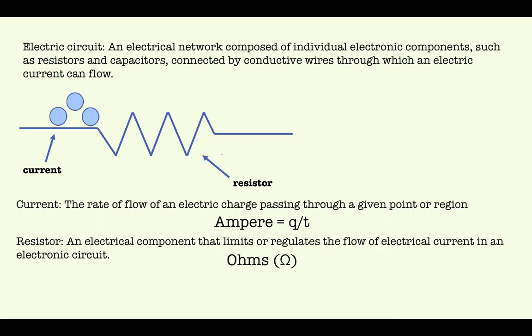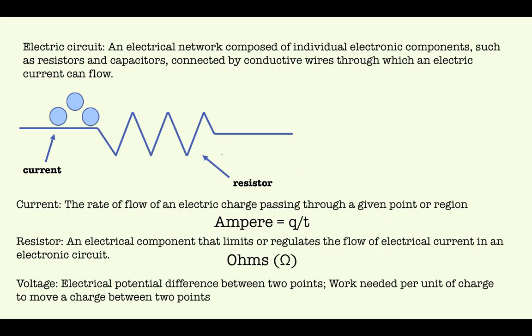Now, a voltage is defined as the electrical potential difference between 2 points, or work needed per unit of charge to move a charge between 2 points, and a voltage is created when the current flows through the resistor. Now, the units for voltage are volts, which are joules over coulombs.